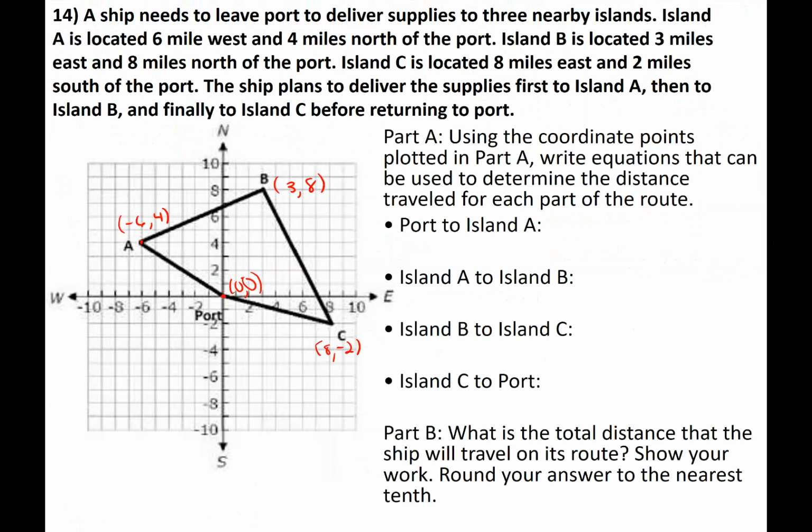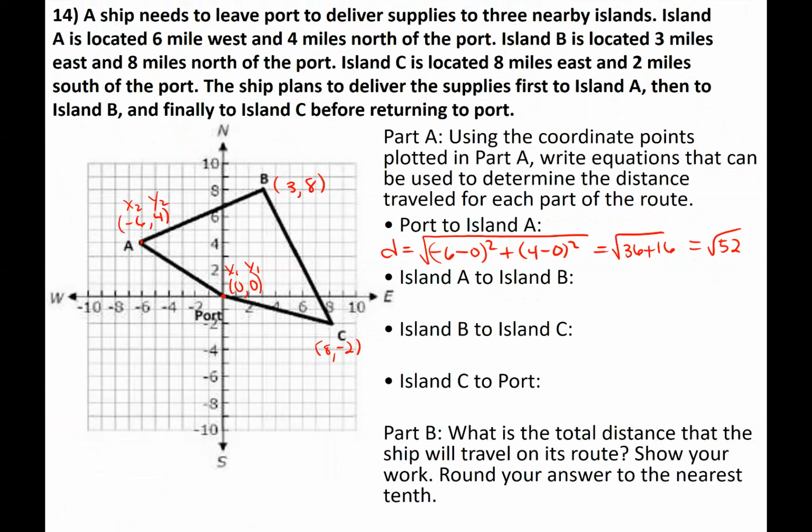So then I'm going to go port to island A. I'm going to call this x1, y1, and x2, y2. And here we go. Distance equals square root. I get negative 6, not comma. While I'm doing that, I'll fix my little blunder there. Okay, negative 6 minus 0, square it. Then we have 4 minus 0 and squared. Negative 6 squared is going to give me 36. 4 squared gives me 16. Add them together, I get root 52.